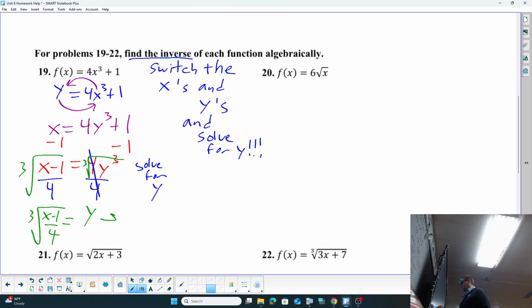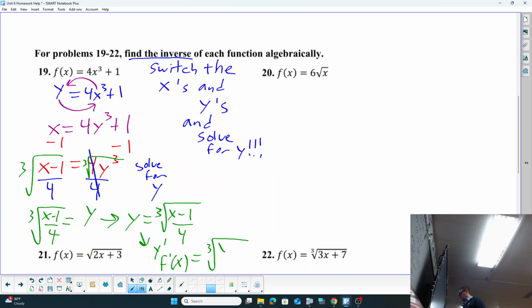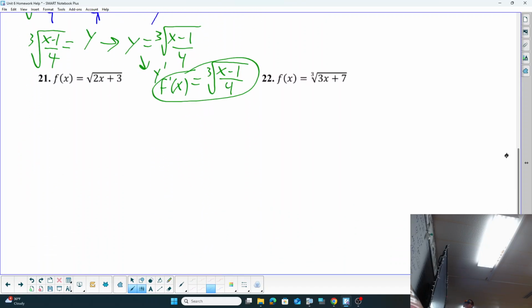We want to switch the positions now and say y equals the third root of x minus 1 over 4. And then last but not least, they want you to change it to say that this is now y inverse, or f inverse of x, equals the third root of x minus 1 over 4. There's your answer. You found the inverse.